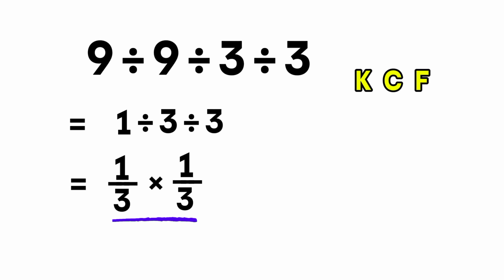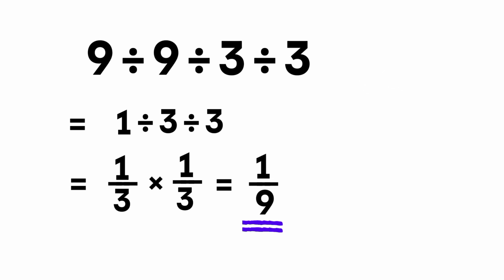Multiply straight across. 1 times 1 gives us 1, and 3 times 3 gives us 9. So we get 1 over 9, and that is the real correct answer. Not 1, not a whole number at all. The answer is 1 over 9.